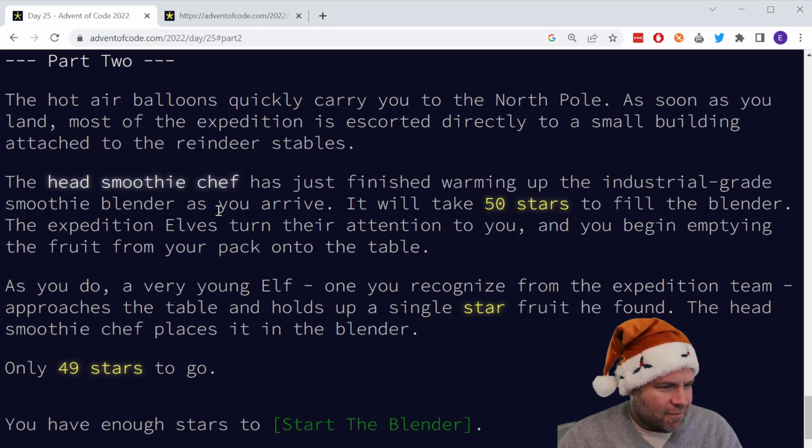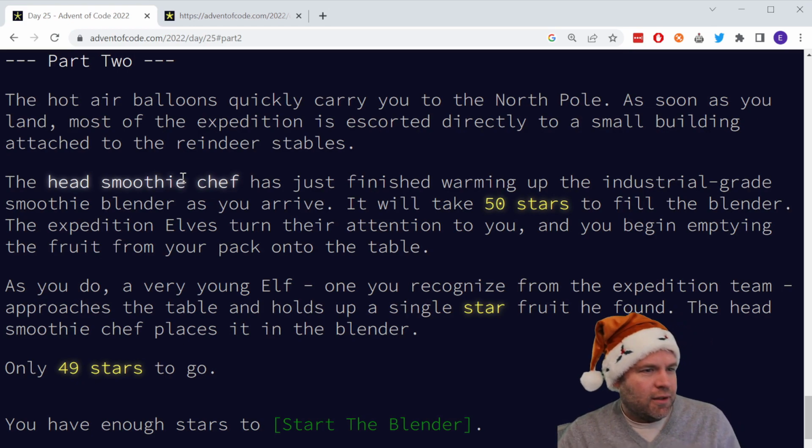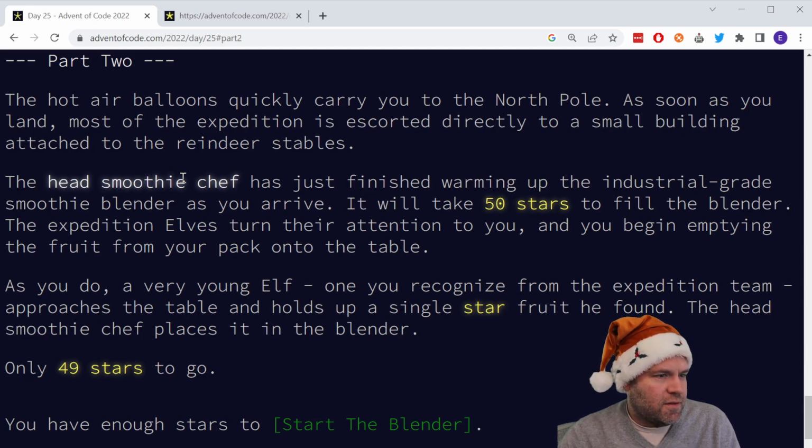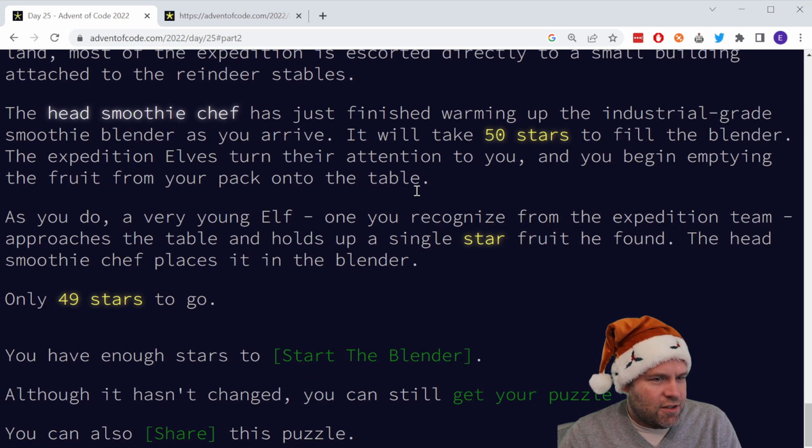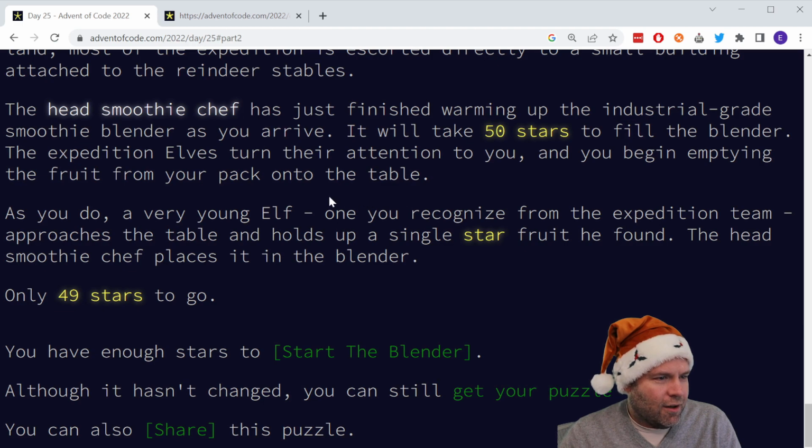The hot air balloons quickly carry you to the North Pole. As soon as you land, most of the expedition is escorted directly to a small building attached to the reindeer stables. The head smoothie chef has just finished warming up the industrial-grade smoothie blender as you arrive. It will take 50 stars to fill the blender. The expedition elves turn their attention to you, and you begin emptying the fruit from your pack onto the table. As you do, a very young elf, one you recognize from the expedition team, approaches the table and holds up a single star fruit he found. The head smoothie chef places it in the blender. Only 49 stars to go. You have enough stars to start the blender.